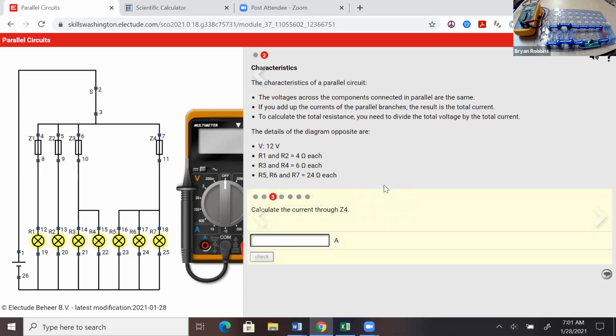Calculate the current through Z4. So here is Z4 over here. And if we follow it down, we see that it runs light bulbs R5, R6, and R7. And it says right here, R5, R6, and R7 each equal 24 ohms. So let's go through and calculate this out.